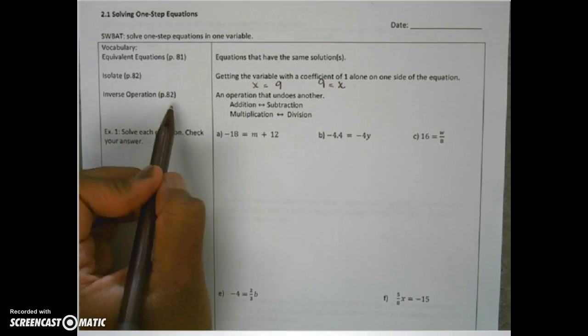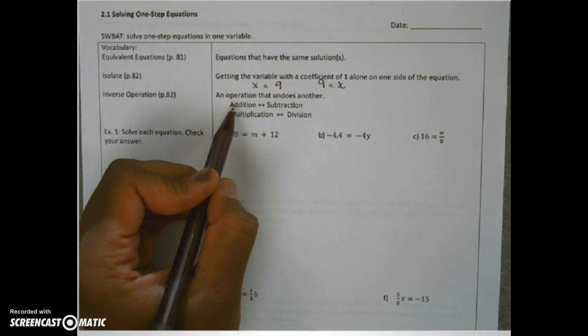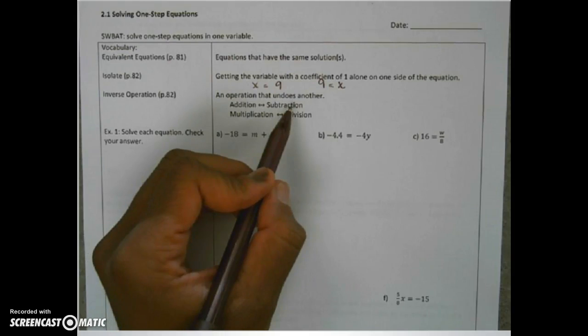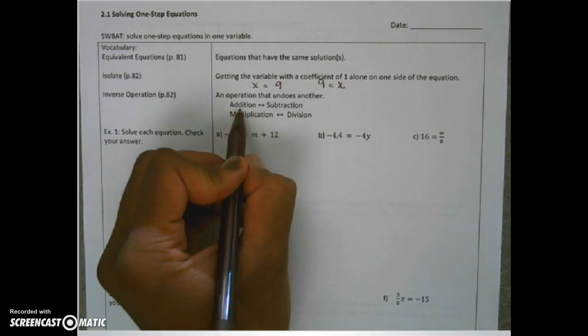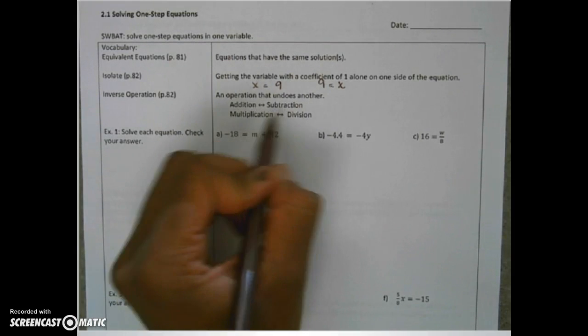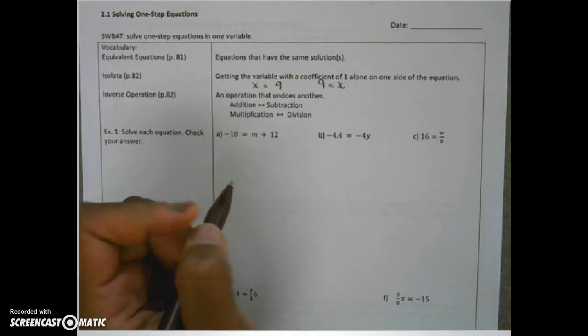And then inverse operations. That's an operation that undoes another operation. For example, addition is the inverse of subtraction. Multiplication and division are also inverses.